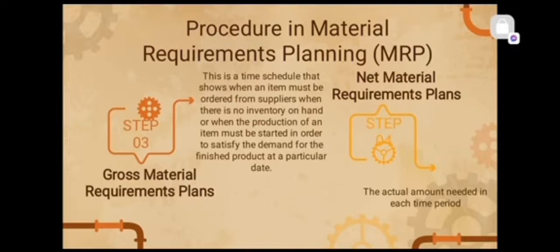Then for the next step, step number 3, we have the gross material requirements plan. So the gross material requirements plan is a time schedule that shows when an item must be ordered from a supplier, when there is no inventory on hand, or when the production of an item must be started in order to satisfy the demand for the finished product at a particular date.